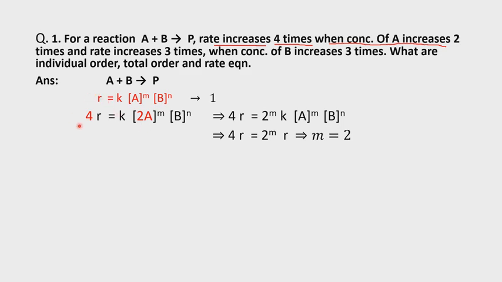R becomes 4R, A becomes 2A. When A becomes 2A, then only R becomes 4R. So this is 4 = 2 power M, take it outside, 2 power M. So you will get one mathematical equation. After solving, you will get M equal to 2. This part is equal to the R, so it gets cancelled.